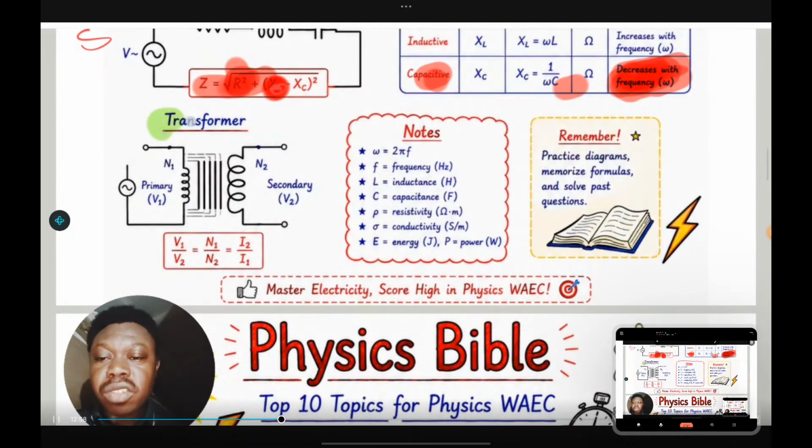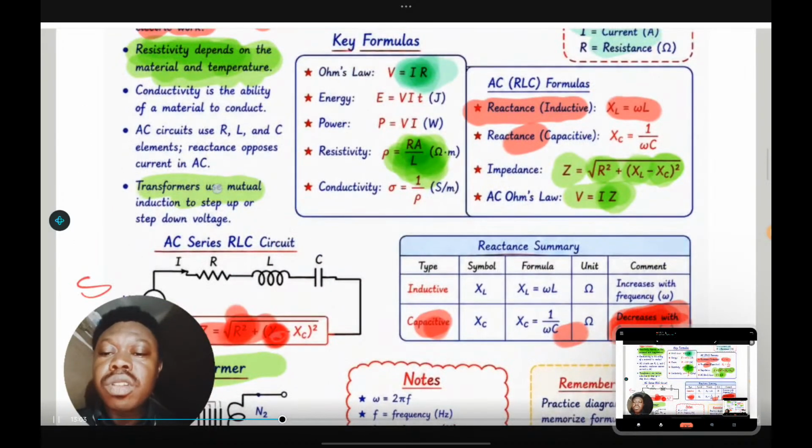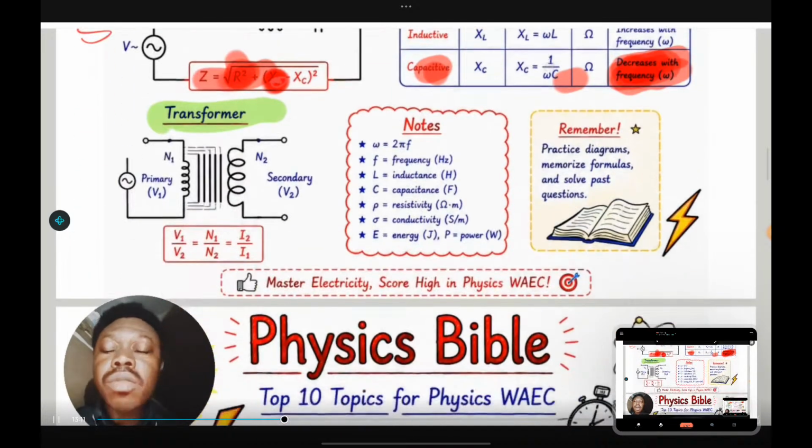Then I also captured transformer here. A transformer uses mutual inductance to step up or step down voltage. We use transformers to either step down or to step up voltage. You have your number of turns in the primary and the number of turns in the secondary. You have the voltage in the primary and voltage in the secondary. You have current in the primary, current in the secondary.